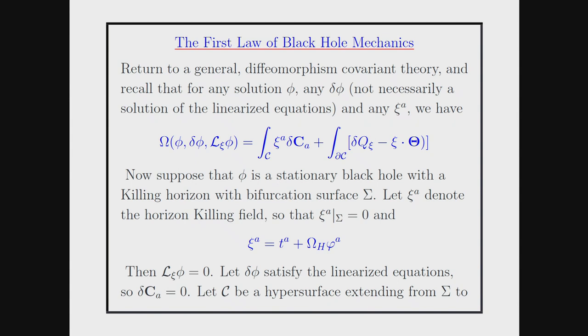But I am going to assume that my perturbation satisfies the linearized Einstein equation, and in particular, the linearized constraint equation. So in this formula, this vanishes because that's zero. This vanishes because that's zero. And all I get are boundary terms equal to zero. But now I'm going to get boundary terms from infinity and boundary terms from the horizon. Well, the boundary terms from infinity, we just got through evaluating.